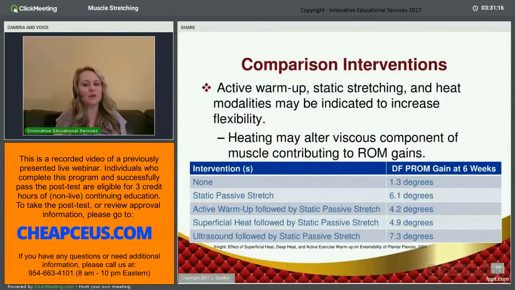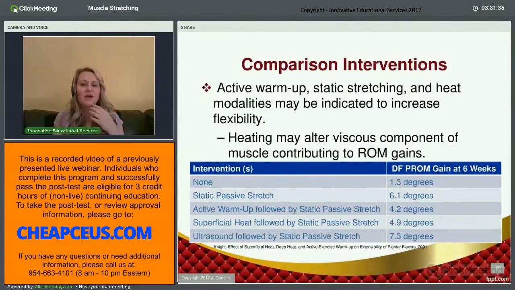Other studies looked at, okay, so modalities may have a benefit in that respect, but let's compare stretching to active warm-up to superficial heat to ultrasound. So we have all the different options here. And what they looked at is comparing the differences.